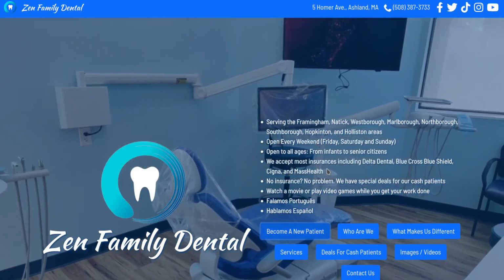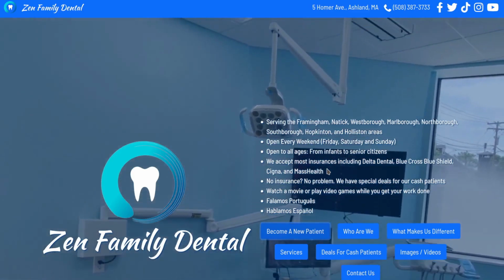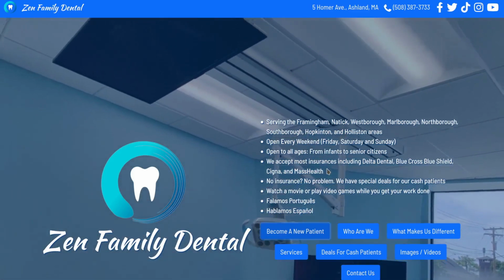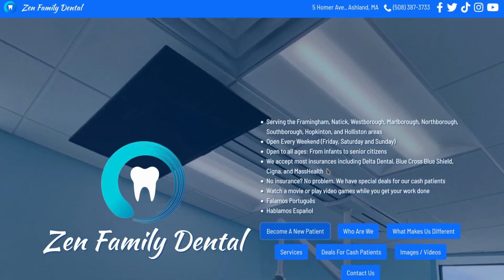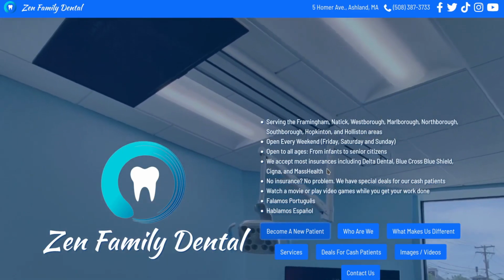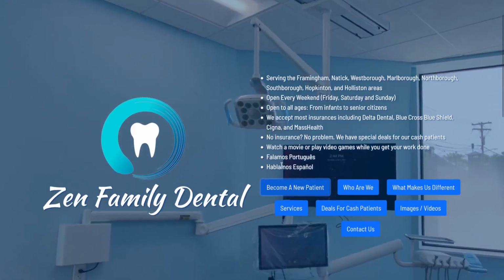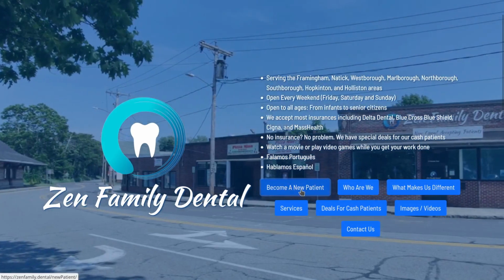Okay, so this is a quick demo of the new patient form using the Clear.Dental web front end. I'm using the Zen Family Dental website as an example, and let's get started. So on the actual Zen Family Dental website, there's a link for becoming a new patient.